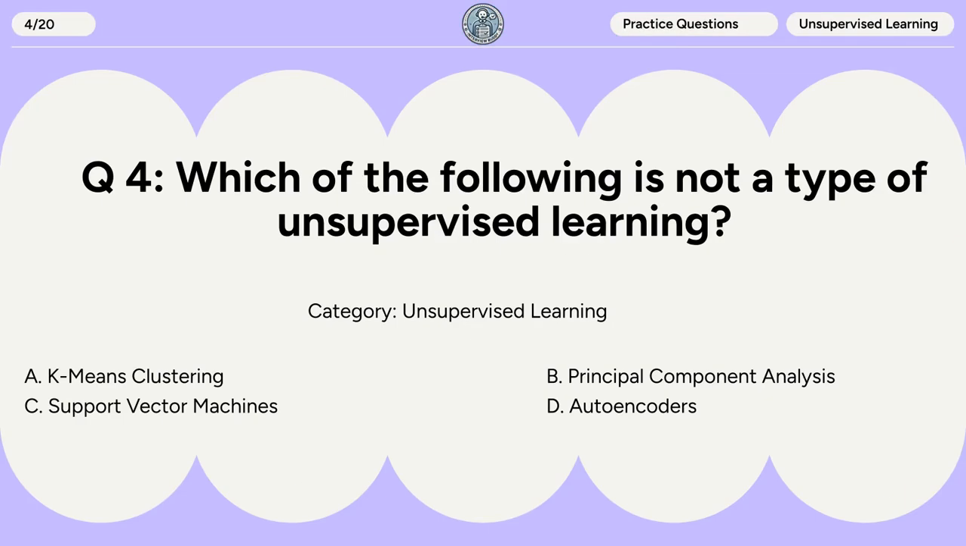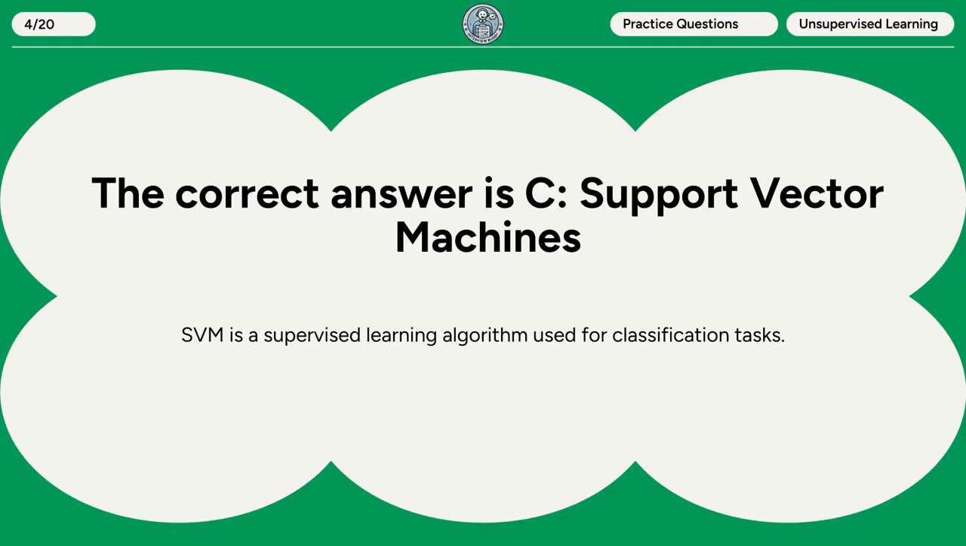Question 4. Which of the following is not a type of unsupervised learning? A. K-means clustering. B. Principal component analysis. C. Support vector machines. D. Autoencoders. The correct answer is C. Support vector machines. SVM is a supervised learning algorithm used for classification tasks.